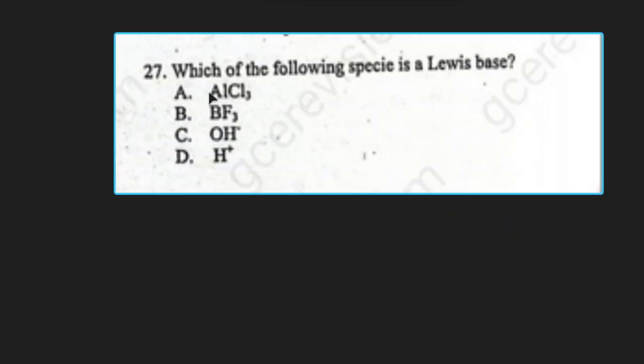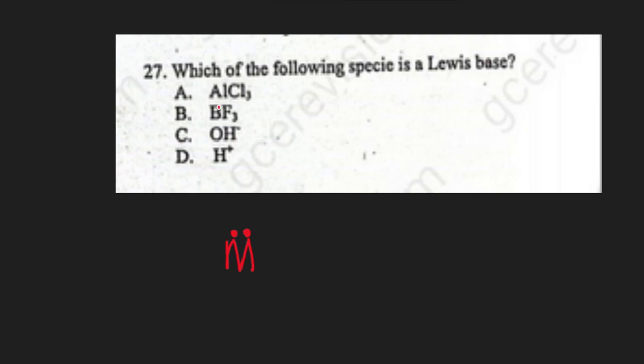Question 27. Which of the following species is a Lewis base? What is a Lewis base? It is a species that has a lone pair of electrons to donate to a vacant orbital of another species, unlike a Lewis acid per se, which is a species with a vacant orbital.